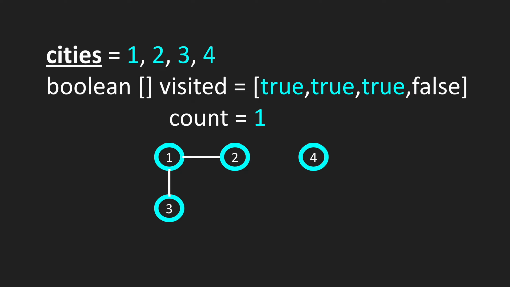How about 4? It is marked as false in our visited array, so it means that we haven't visited it. It means that it's in a new province. So we are setting the value to true, and we are increasing the count because it's a new province, and there are no other cities that 4 is connected to. So our final result is 2, count 2, that we are returning. So we have 2 provinces: province 1 is 1, 2, 3, and province 2 is 4.